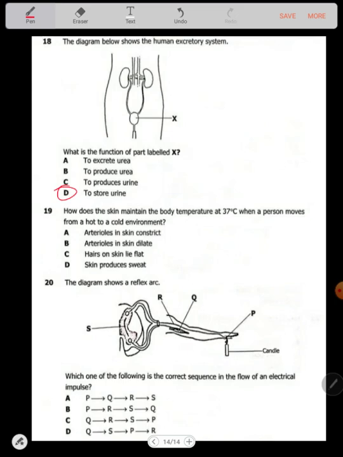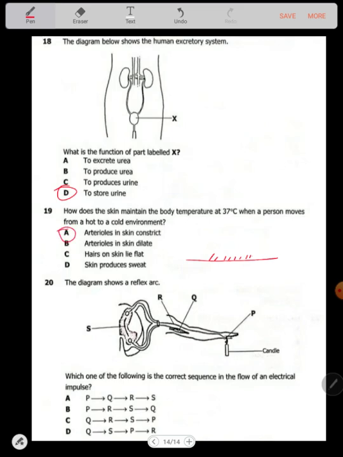Hairs on the skin lie flat. No, when the hairs on the skin lie flat, let's say this is my skin, they are lying flat, they can't trap the layer of air here. They can't trap it. So what happens? There's heat being lost. Skin produces sweat. Sweat contains heat. So the answer here is A.